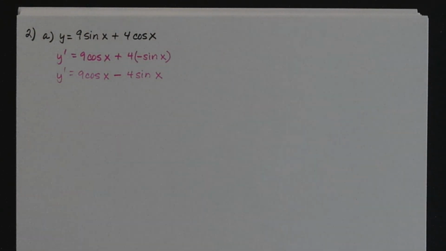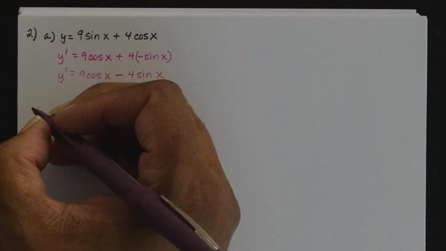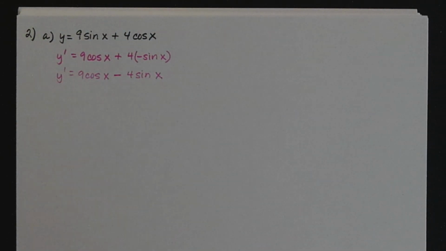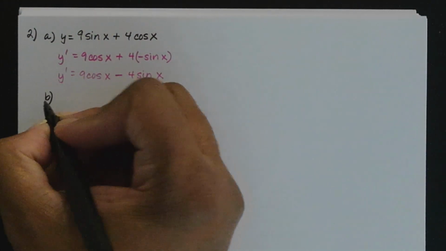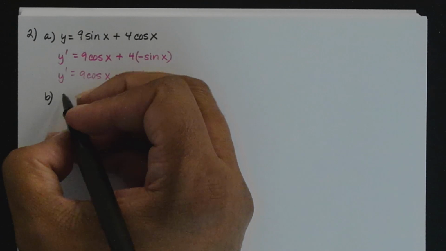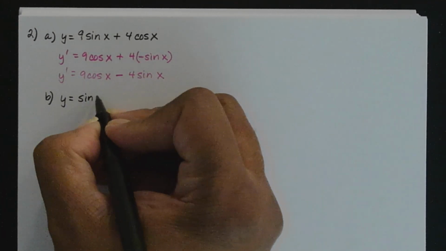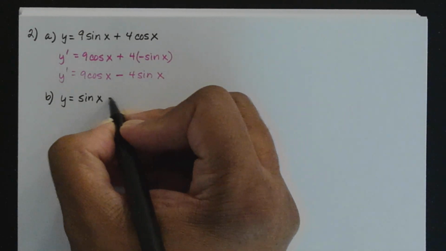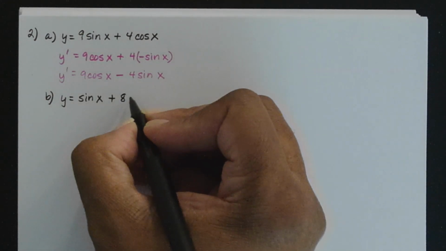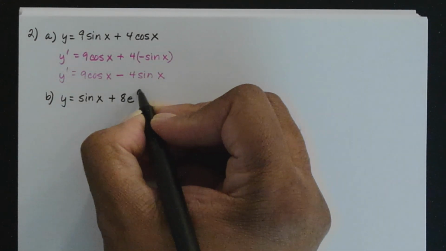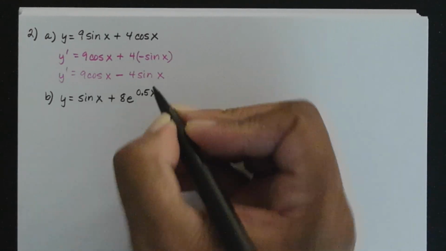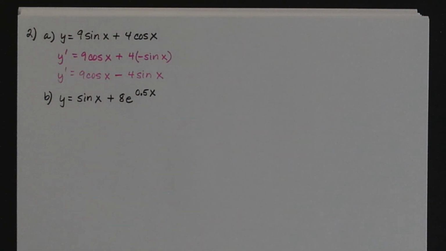All right, part B is this. Say we have y is equal to sine of x plus 8e to the 0.5x. And here I want to find its derivative.